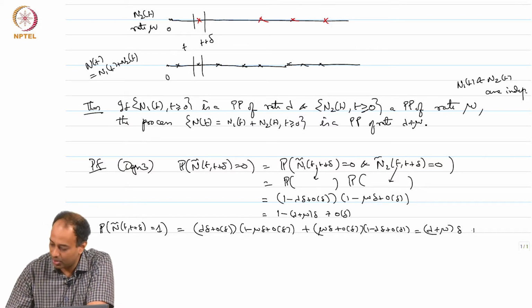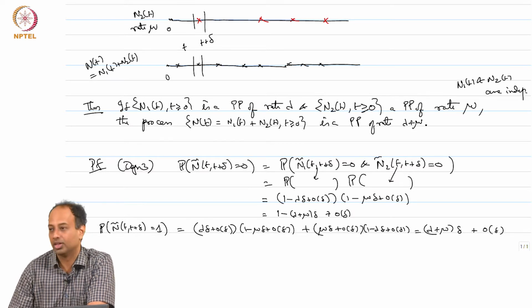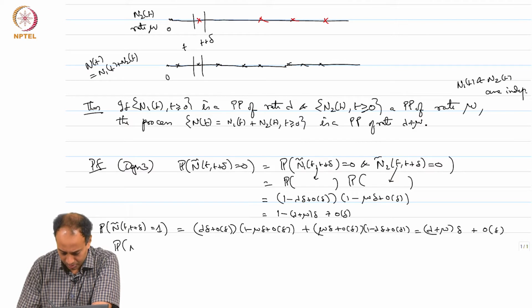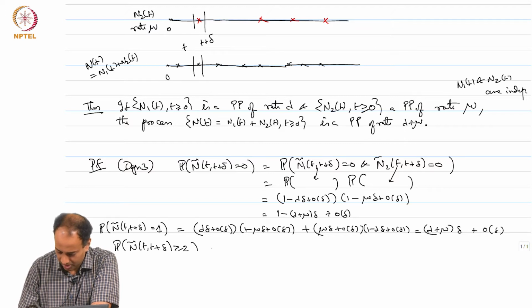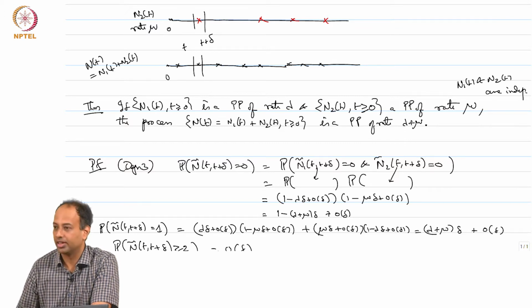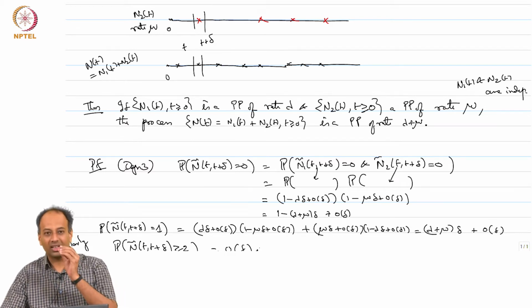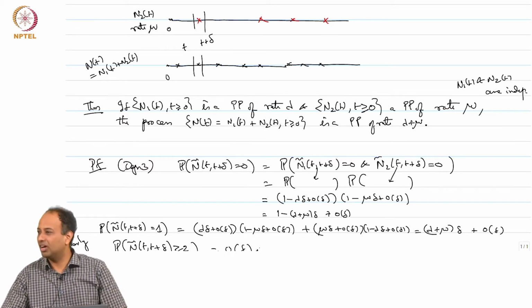So, essentially what remains is all little o delta, and similarly you can argue that N tilde (t, t+delta) greater than or equal to 2 is equal to little o delta. Okay. So, we have just gotten the right incremental distribution, we still have to prove SIP and IIP, correct.